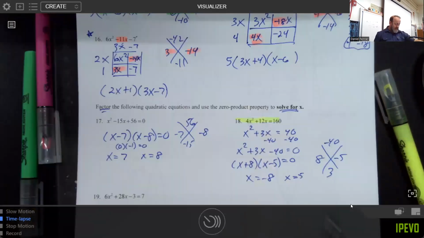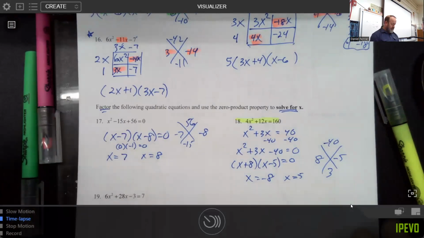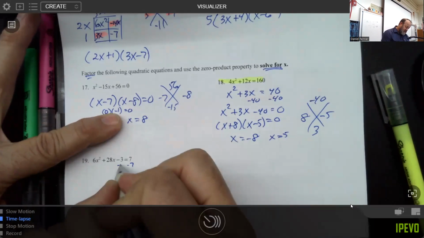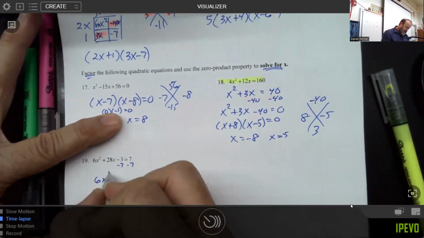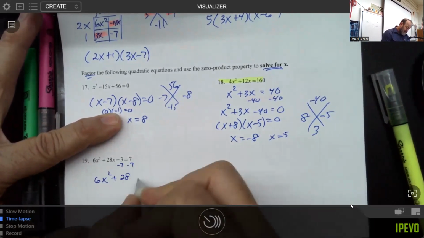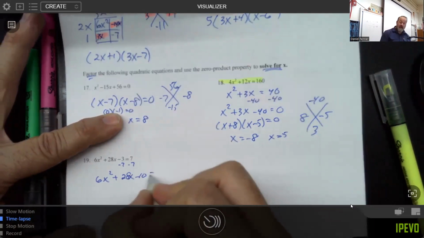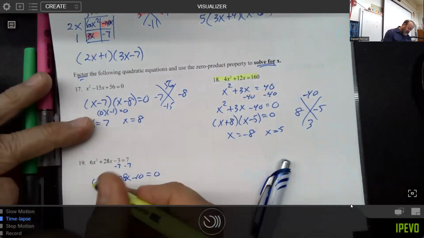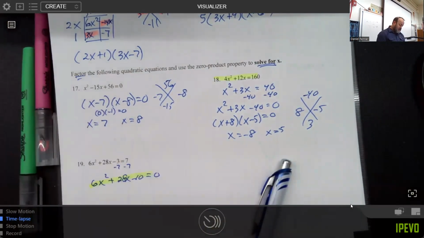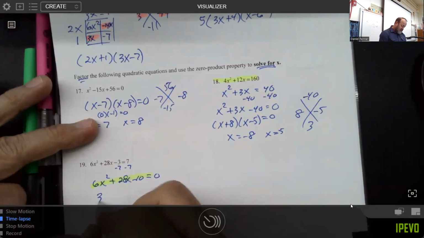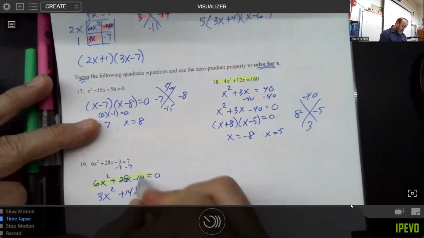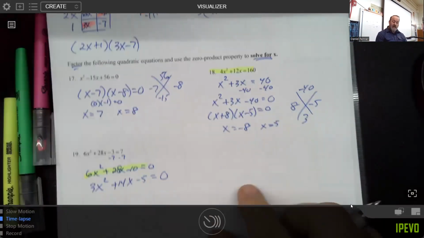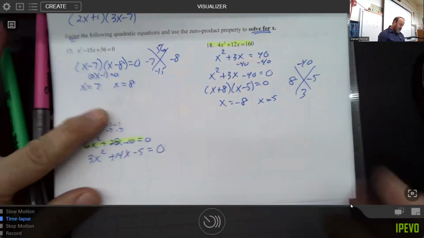Okay, so our last question for our review is right here, number 19. So again, we really don't want things to be set equal to anything other than 0. And this problem was set equal to something other than 0. And again, oh my goodness, look at that. Everything here is divisible by 2. So if I divide each piece by 2, 0 divided by 2 is 0. The problem just gets smaller and smaller and smaller.